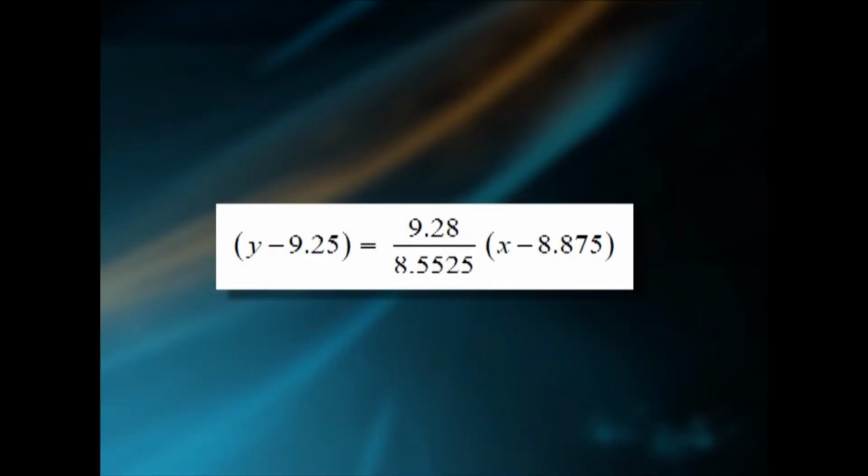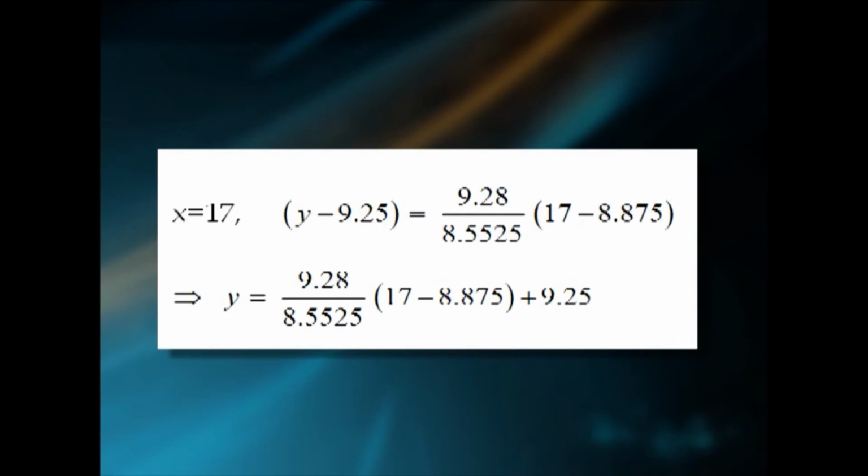We can use the regression line y on x to predict the value of y for x equal to 17. The regression equation y on x is y minus 9.25 equal to 9.28 divided by 8.5525 into x minus 8.875. For x equal to 17, y minus 9.25 equal to 9.28 divided by 8.5525 into 17 minus 8.875. This implies y equal to 9.28 divided by 8.5525 into 17 minus 8.875 plus 9.25. This implies y equal to 18.07.